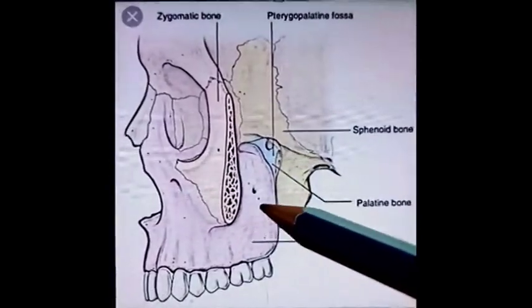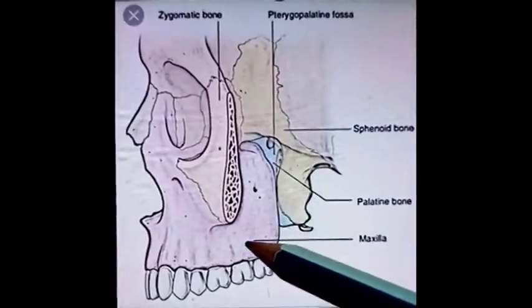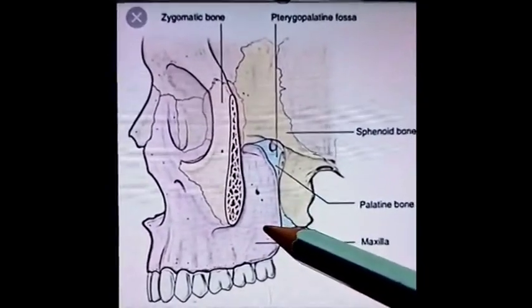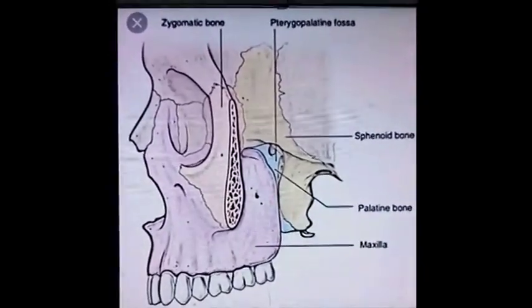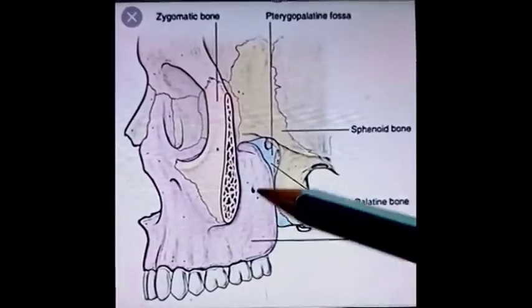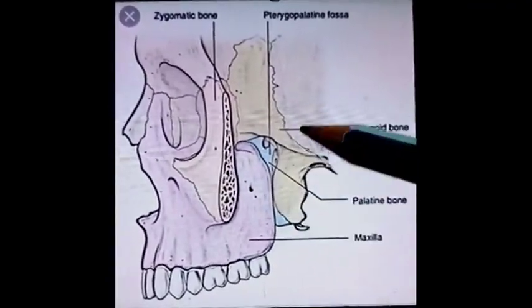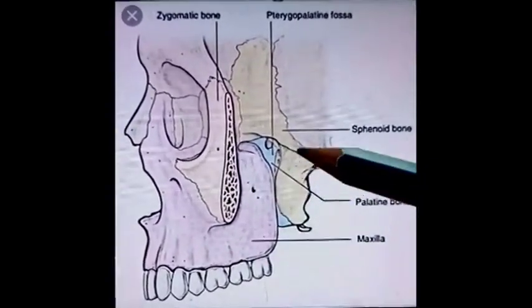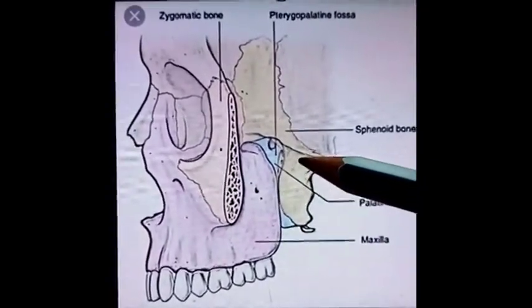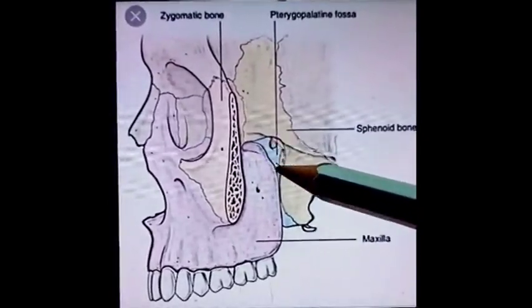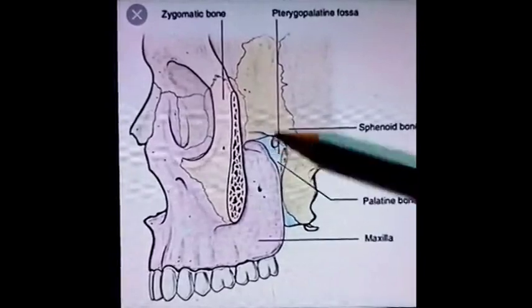This fossa lies between the tuberosity of maxilla bone, which is present here. So in this area, maxilla bone is somewhat thickened to form a tuberosity. So between this tuberosity of maxilla and posteriorly there is the pterygoid plate of sphenoid bone. So between these two lies the pterygopalatine fossa in this area.